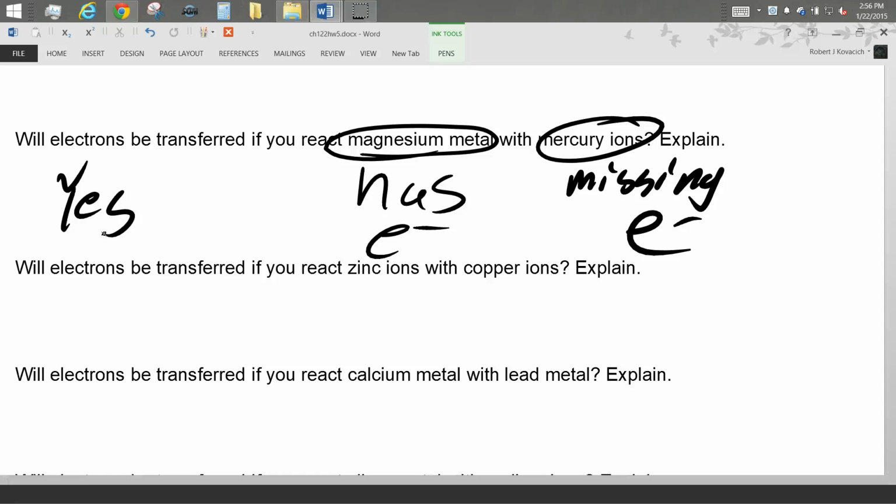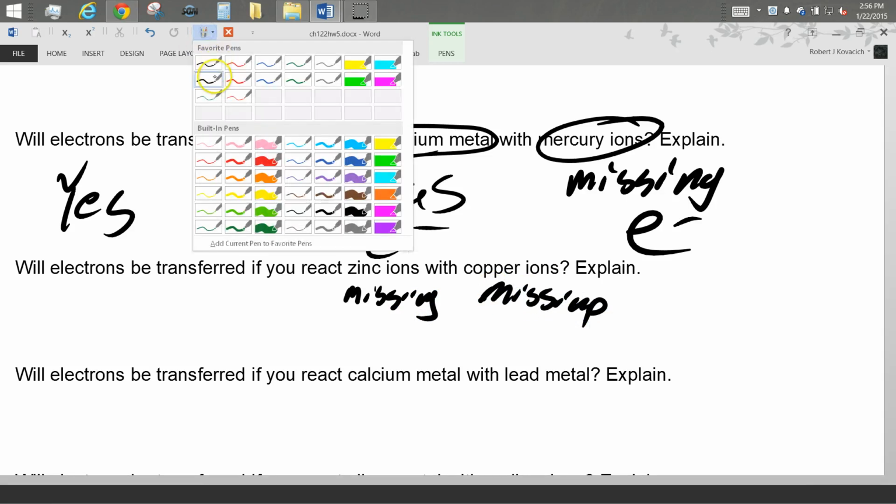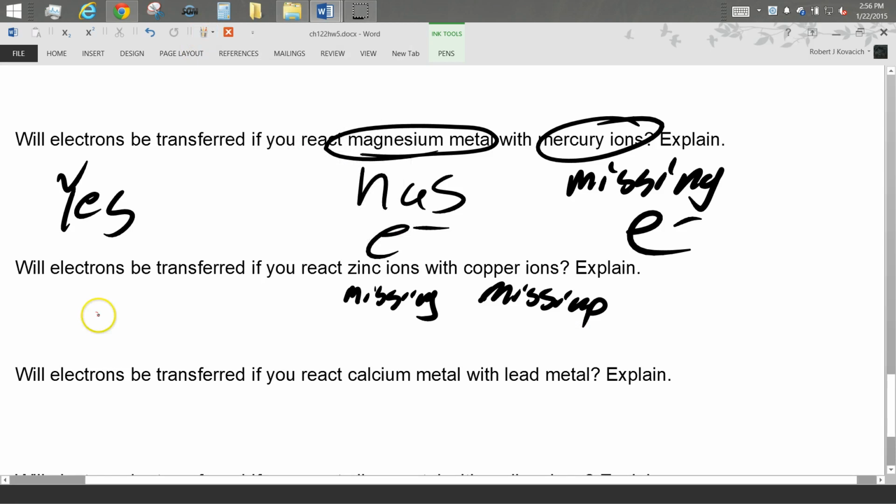I've got zinc ions and copper ions. So the zinc is missing electrons, right? And the copper is also missing them. Does anybody have any electrons to give to anybody else? No, nothing's going to happen here. This is you trying to take a dead battery and charge another dead battery with it. They're both dead. They've both lost their electrons already.